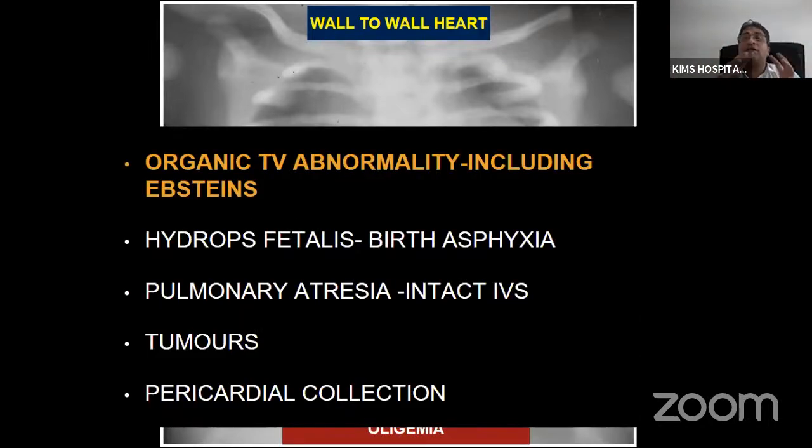So this is all related to the tricuspid valve, whether it is birth asphyxia, Ebstein's, or pulmonary atresia with intact septum causing TR, or any tumors or pericardial collection. These are four or five conditions which cause a wall-to-wall heart. Whenever severe cardiomegaly is present, you have to think of all those things. But remember, the thymus itself can cause gross cardiomegaly in a normal heart, so you have to rule that out also.